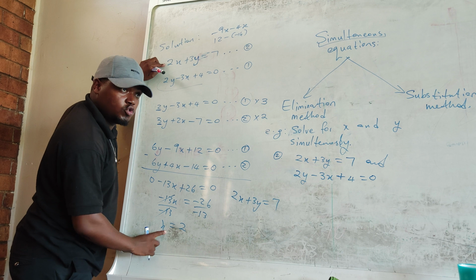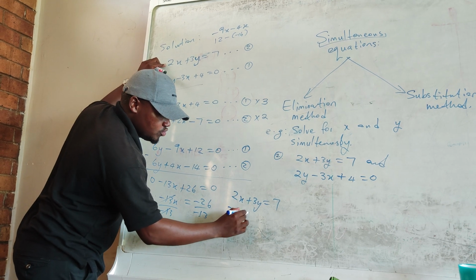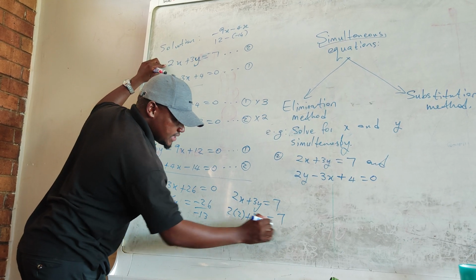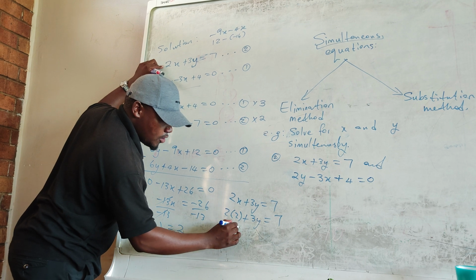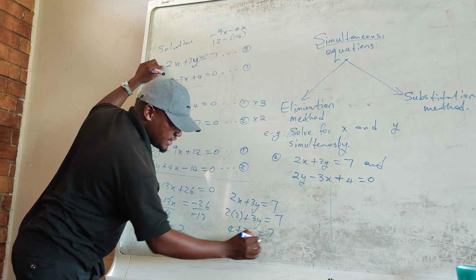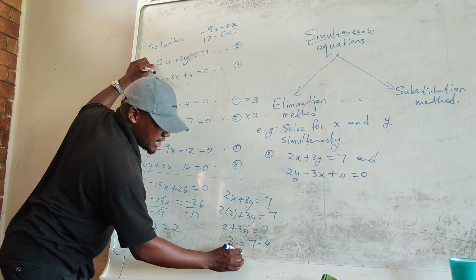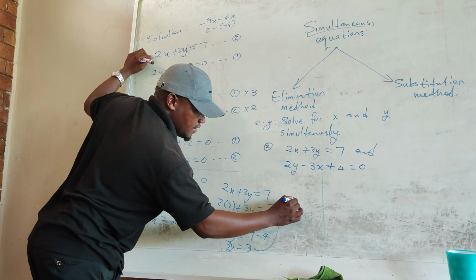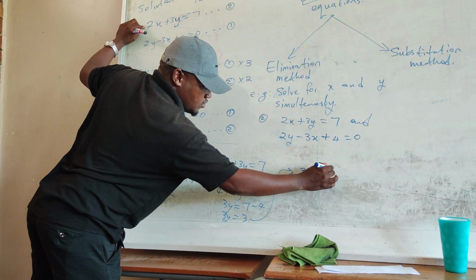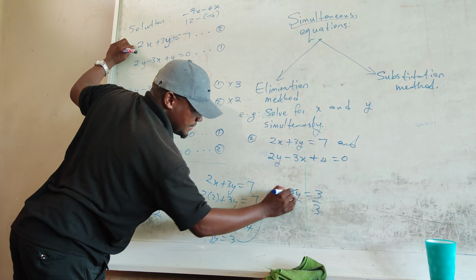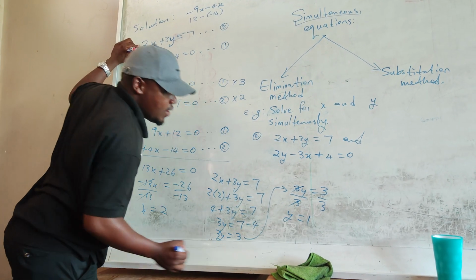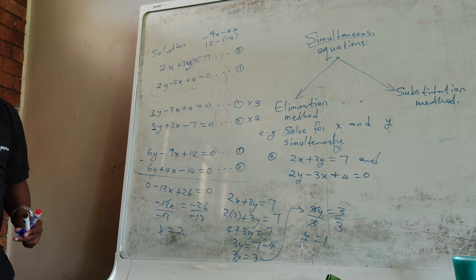Then I go to one of the equations, perhaps this one, 2x plus 3y equals to 7. Where I see x, I put 2. 2 into 2 plus 3y equals to 7. This is 4 plus 3y equals to 7. 3y equals to 7 minus 4. 3y equals to 3. Therefore, I divide both sides by 3. Then y will become 1. I have solved for x and y simultaneously.